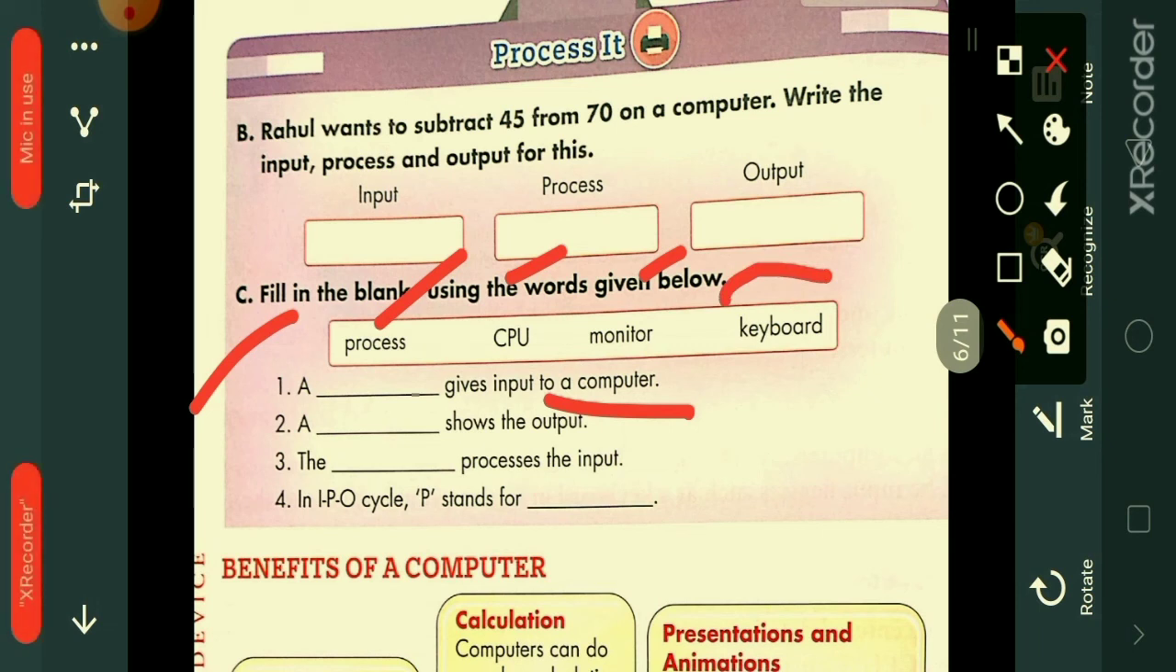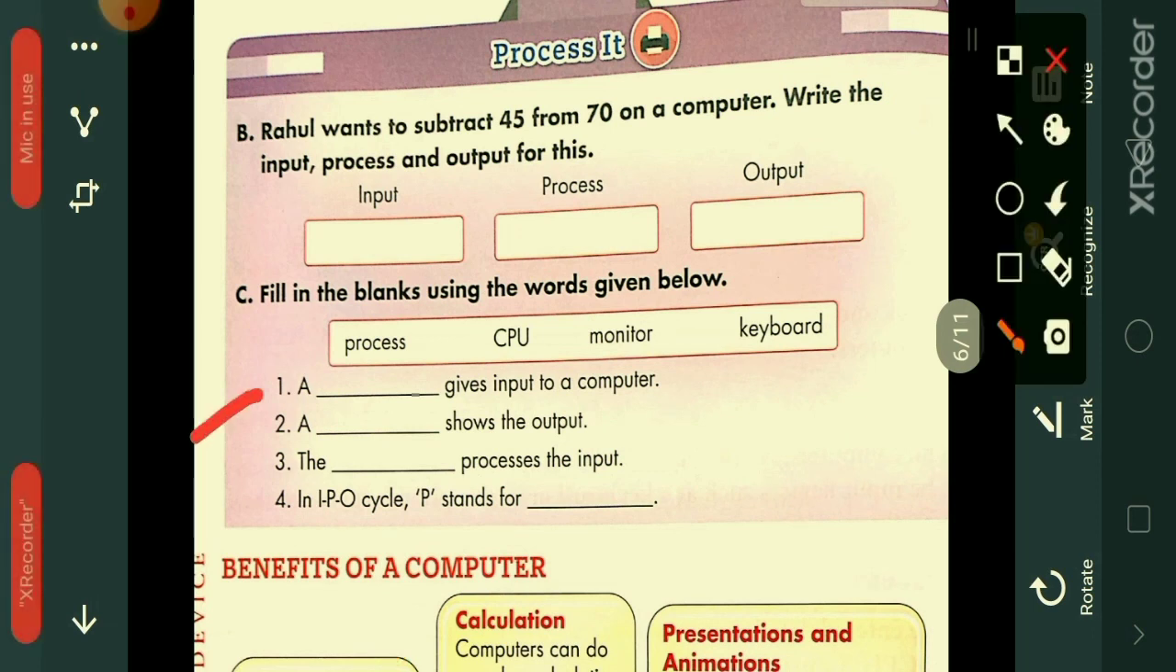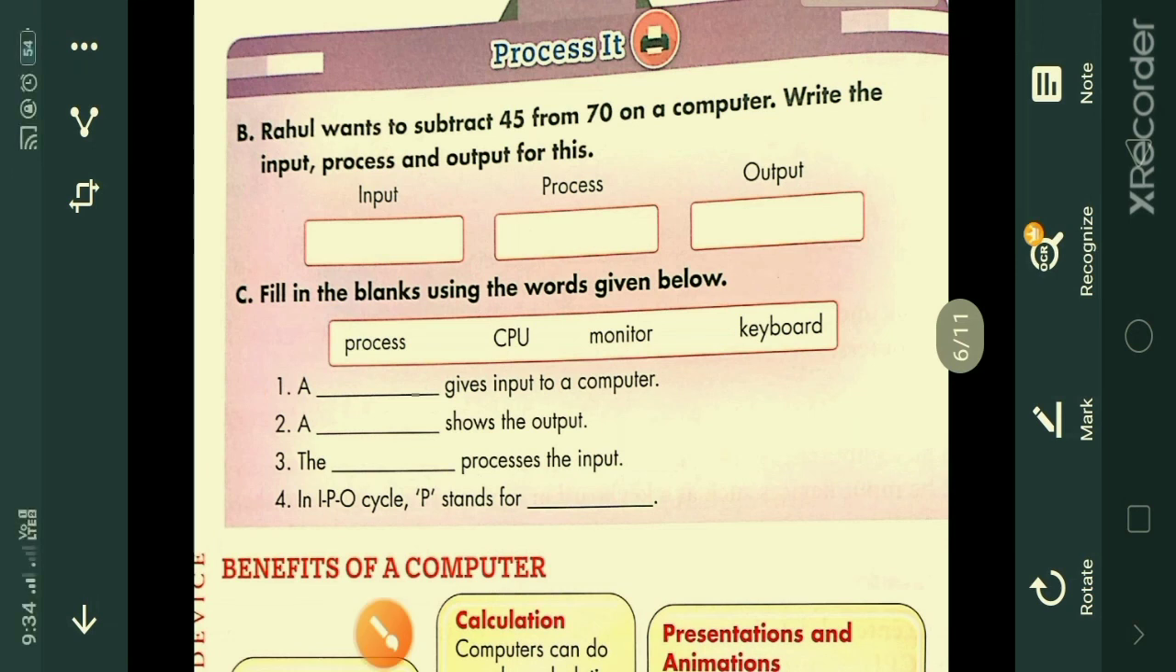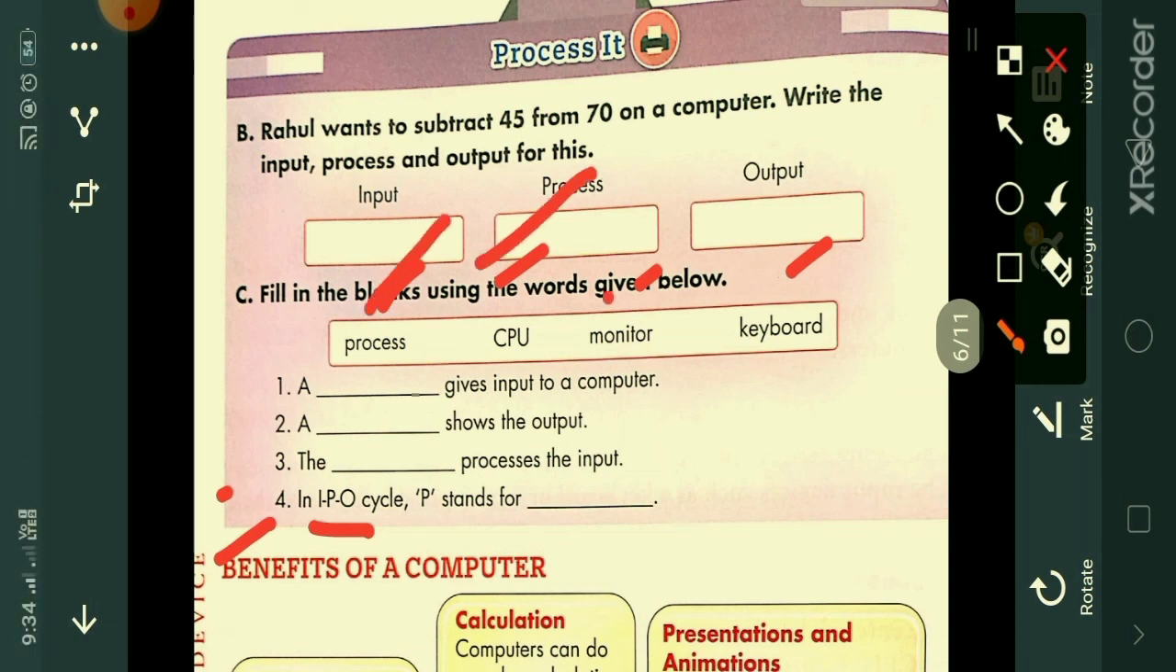Write the device name. Second one, dash shows the output. On which device can you see the output? Write that. Third one, the dash processes the input, the data and instruction which you give. On which device is it processed? You write that. Finally the fourth one, in the IPO cycle, P stands for what? You need to write the full form of P.